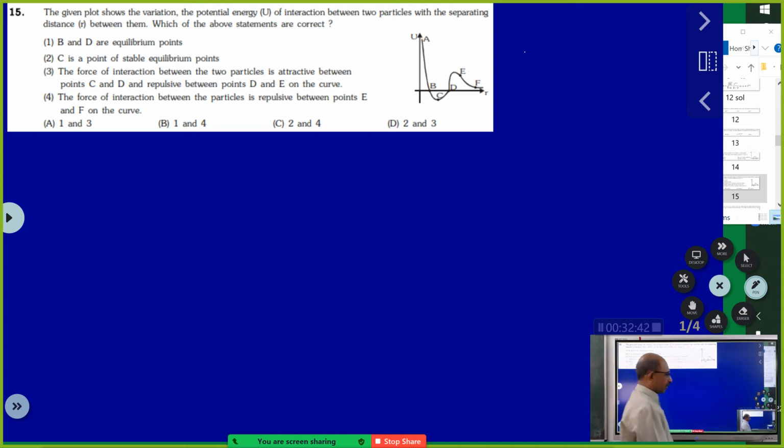Solve fundamental problem questions. Done. Basic definition of potential energy. You should not take so much time for this. Basic question it is.